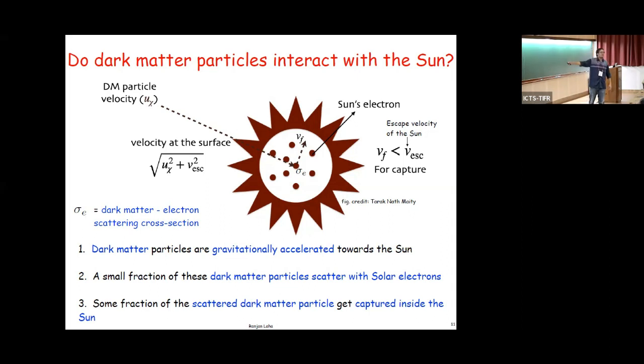You can do the kinematics, and there is a possibility that the final velocity of the dark matter after scattering is less than the escape velocity of the Sun. Once it happens, the dark matter particle gets captured. So this happens for a small fraction of the dark matter particles. And thus, using this scattering with solar electrons, dark matter particles can get captured inside the Sun.